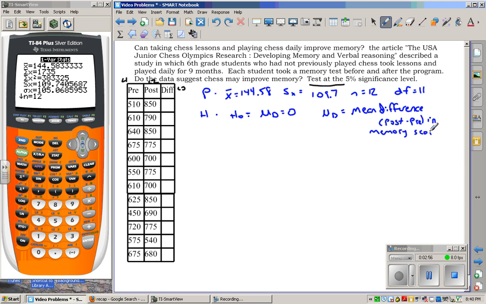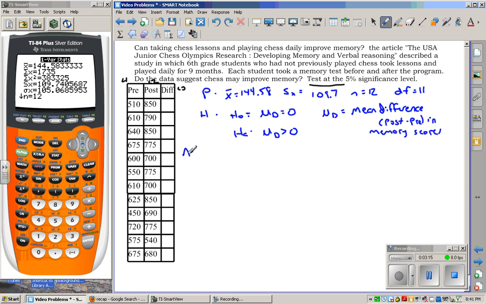in memory scores. Alright, so our null is that there is no difference. Our alternate then would be that there is a difference, and not only that there is a difference, but that it improves. If it improves, that means the post-test should be better than the pre-test, and therefore the mean difference should be greater than 0.